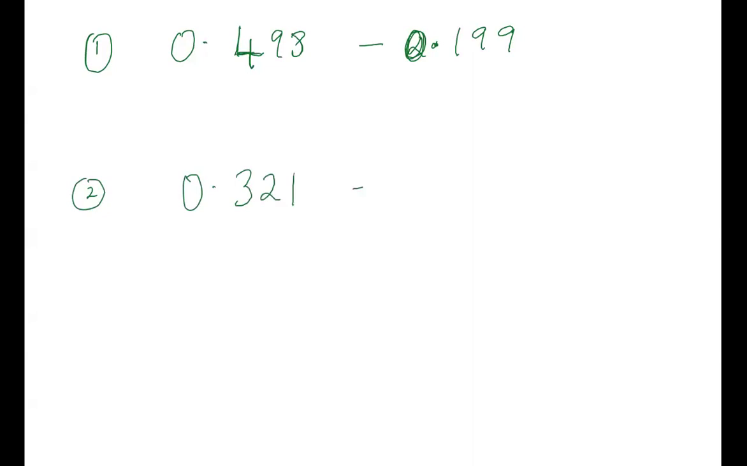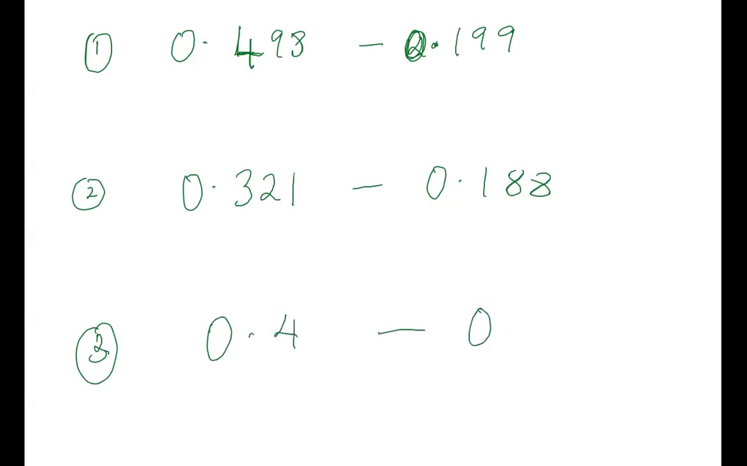So 0.498 minus 0.199. Then 0.321 minus 0.188. The last one, 0.4 minus 0.299.